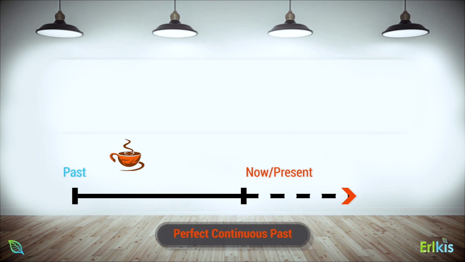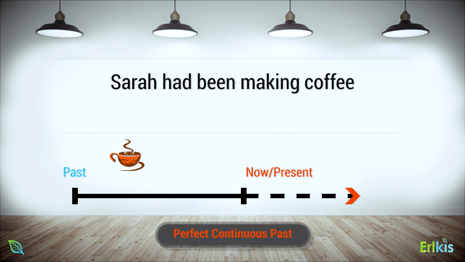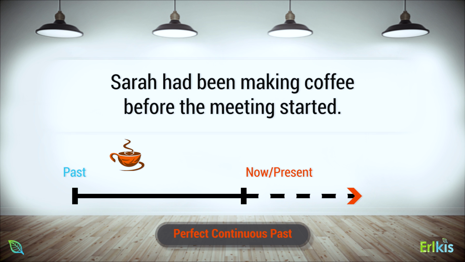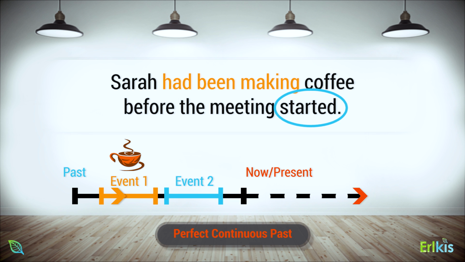Perfect continuous past. Sarah had been making coffee before the meeting started. This emphasizes the process and that the process itself took some time. Let's look at some more examples of the past perfect.